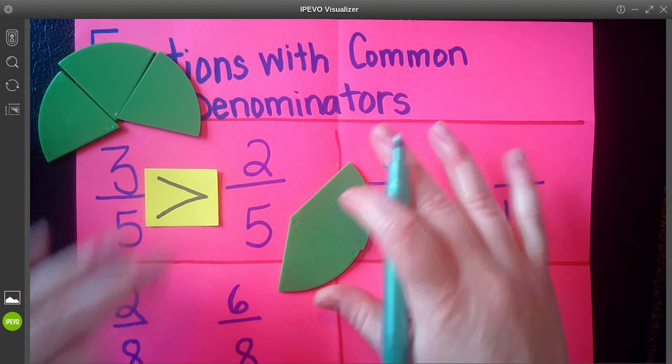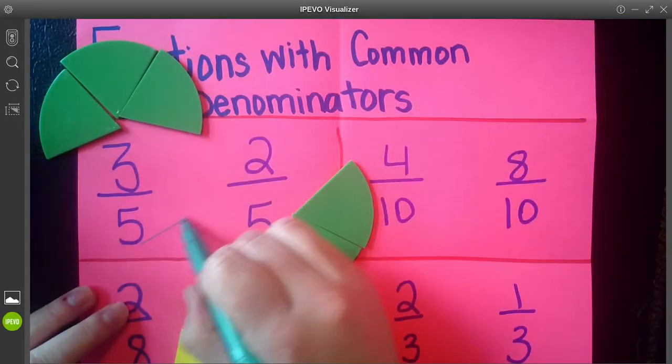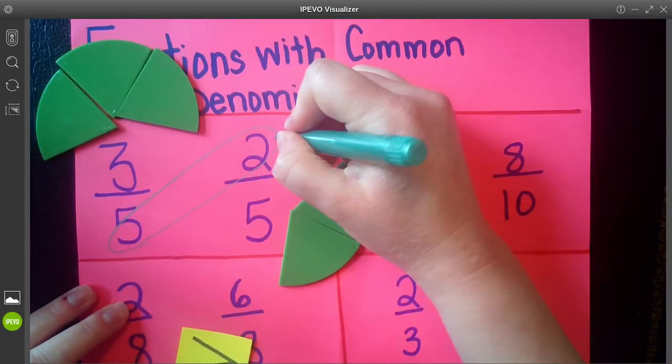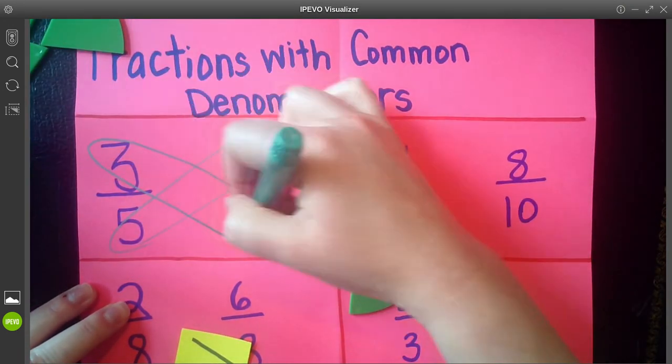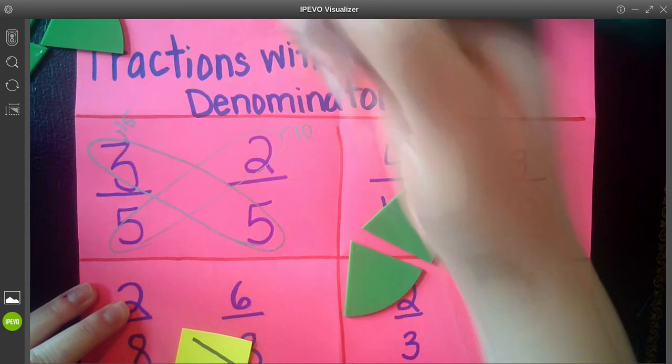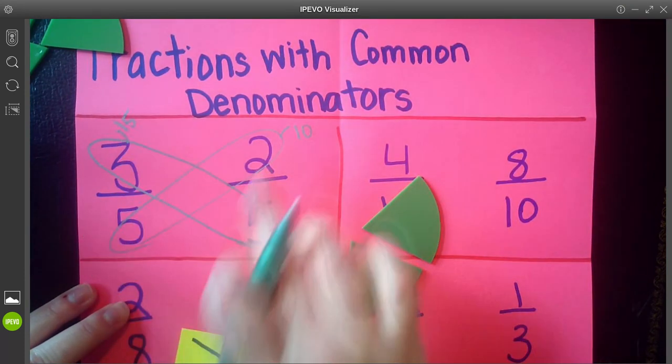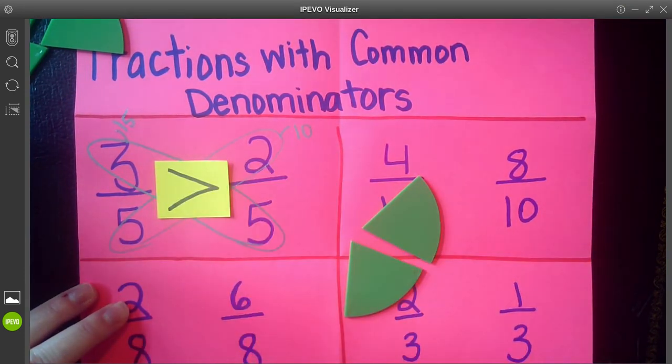Another way to check it would be cross multiplication. 2 times 5 is 10. 3 times 5 is 15. Obviously, 15 is greater than 10. So there's two ways to do that, okay?